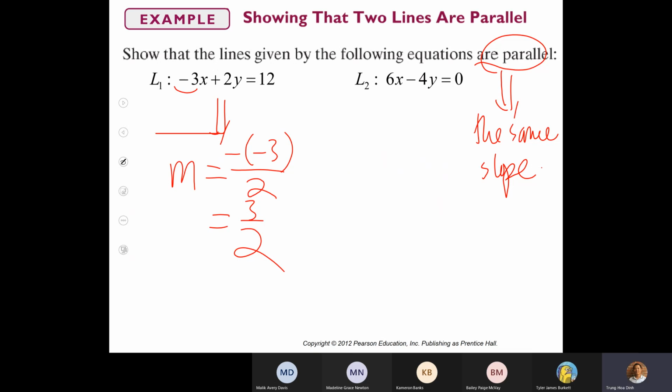And what is the slope of this one? M prime equal to -6 over -4. This is also 3 over 2. So the slopes are equal. They are parallel. Got it? So please remember that formula, okay? It's very simple. Negative A over B. Any question?